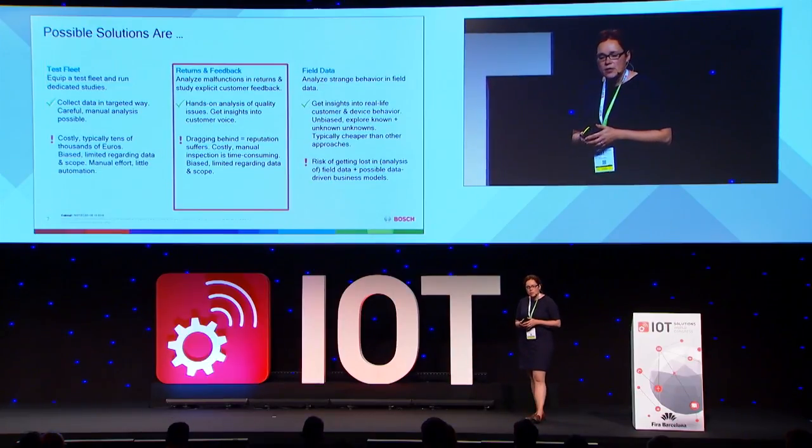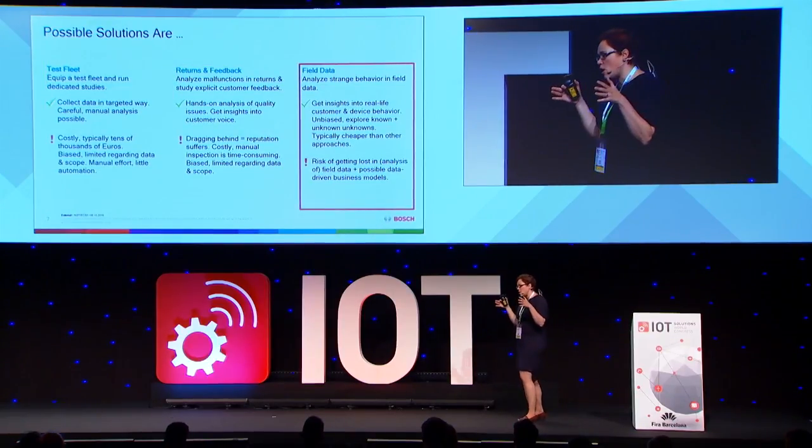So what we have as a key, in addition to these test fleets and returns and feedback, one of the interesting patterns is to analyze the field data in order to find out what's coming from all the devices that you have in your field. So you don't have a bias, for instance. Plus, you would also see things you're actually not looking for. In many cases, you're able to find the unknown unknowns, so things that you're actually not expecting to be there.